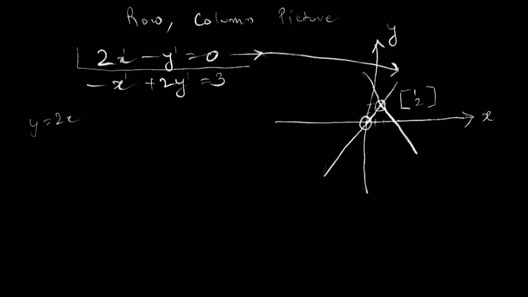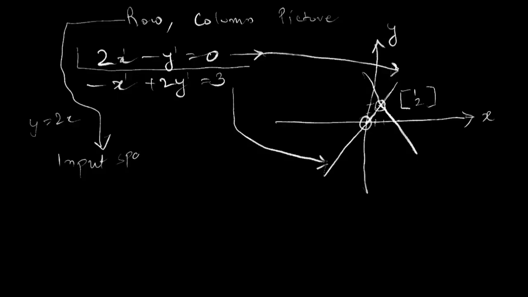So what does the intersection point mean? It means that this first line and this second line have something in common that they agree on in the input space. So when we were talking about the row picture, we're talking about input space, which is x and y. When we talk about the column picture, this guy, we are talking about the output space. What is the output space?